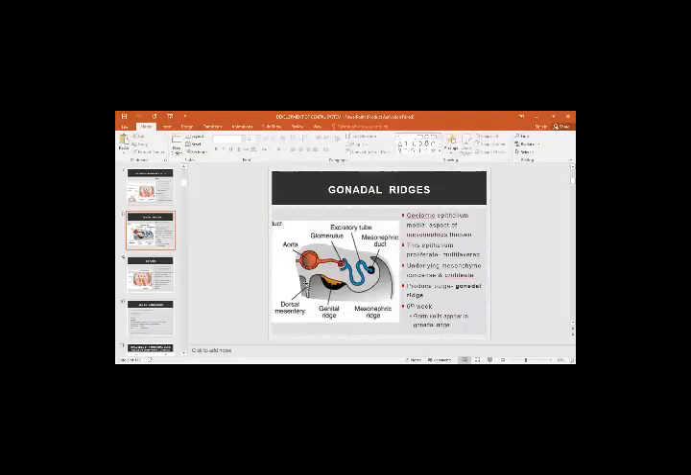Entry of the gut, they migrate towards the gonadal ridges. They are first lying in the coelomic epithelium and then they invade into the underlying mesenchyme.